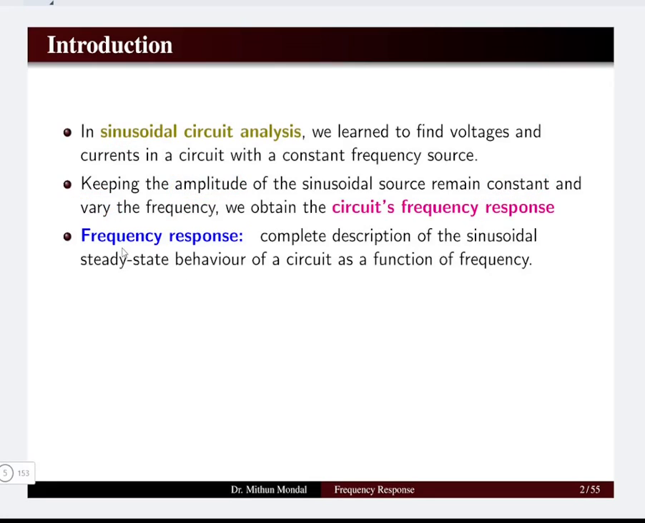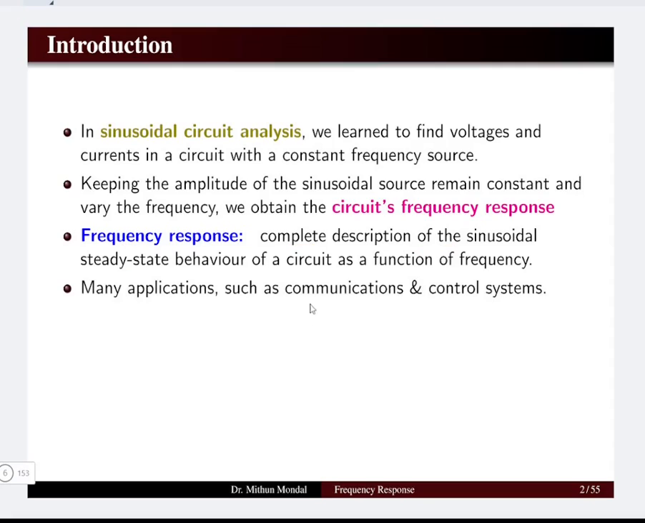The frequency response is defined as the complete description of the sinusoidal steady state behavior of a circuit as a function of frequency. So when the frequency is varying, how the steady state behavior of a circuit is obtained, that is known as the frequency response.